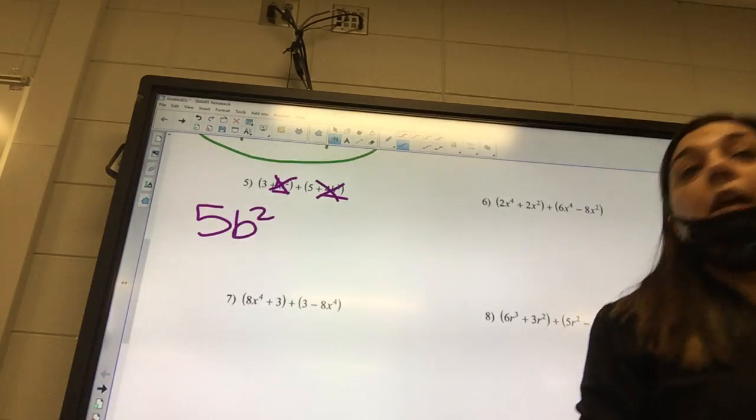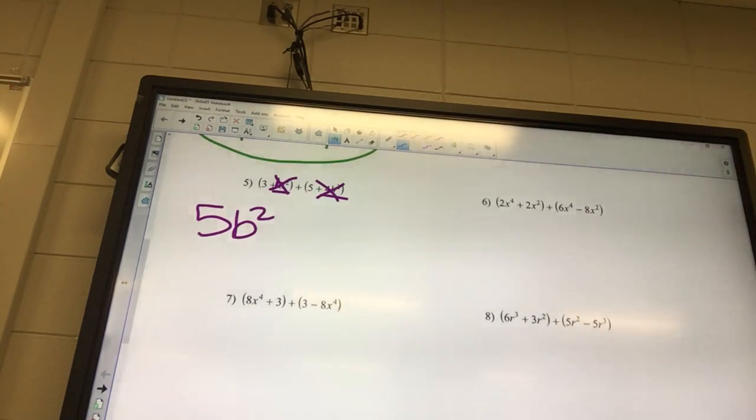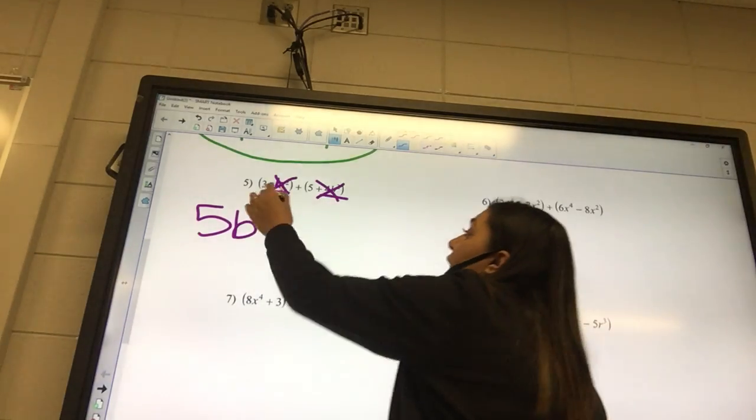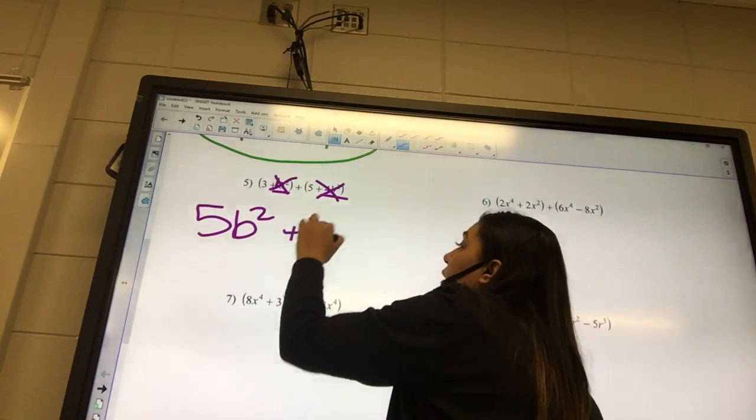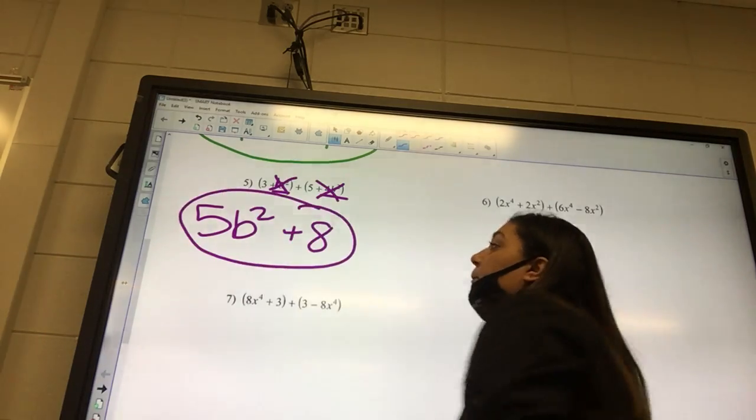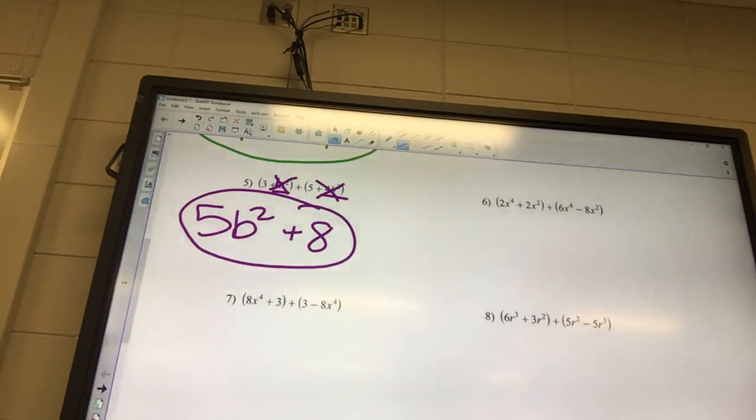8. And then we can put the stuff that doesn't have a letter with it, a number. You can put them together. So a 5 and a 3 is going to give us 8. Good. We don't put no 1? What you mean put no 1? Never mind. I don't know what you're saying.